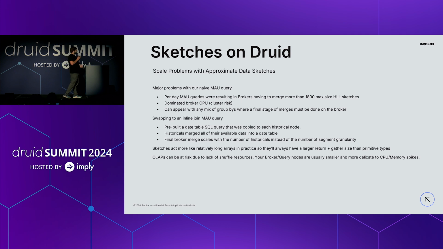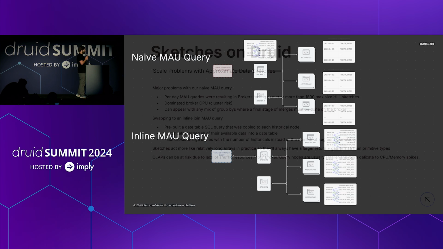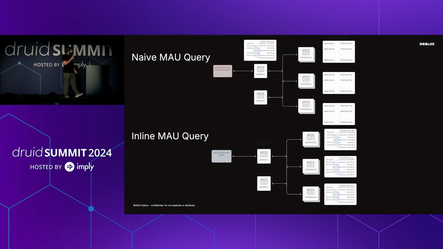Doing this style of query really resulted in the brokers having to do a lot of work. Our naive query was, in essence, grouping by day, so the historical was just getting a per-day aggregate, shipping it back to the broker, and the broker ended up having to roll up more than 1,800 max-size HLL sketches. This was really a lot of broker CPU. We felt like we'd have to scale up brokers quite substantially to make it work, and was much riskier as a large spike on the broker could cause issues.